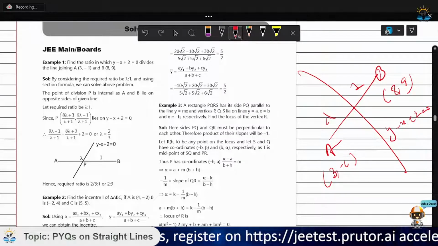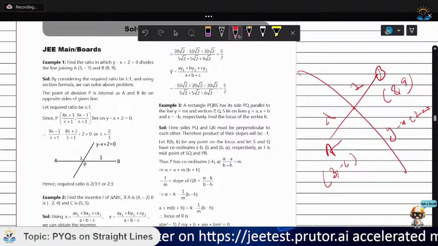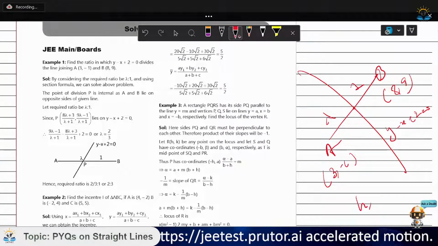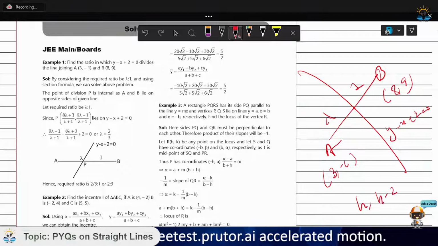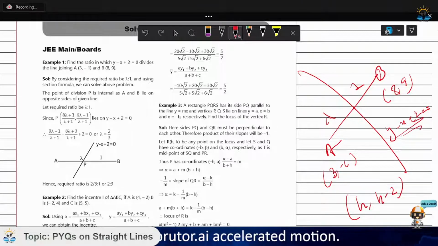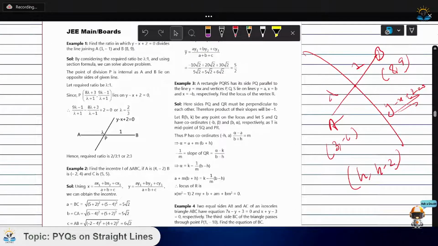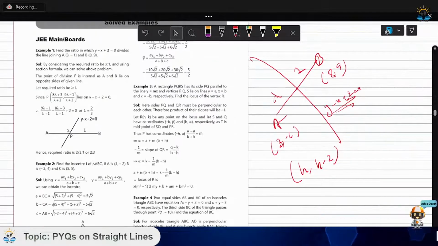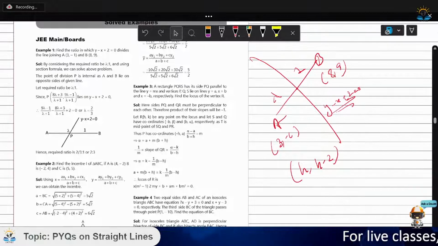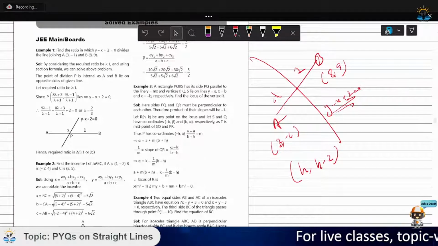The first thing we can do is take an arbitrary point on this line, which can be h comma h minus 2. This is the point lying on this line, right? Now we have to find the point h. So what we can do is equate it to the lambda, right?